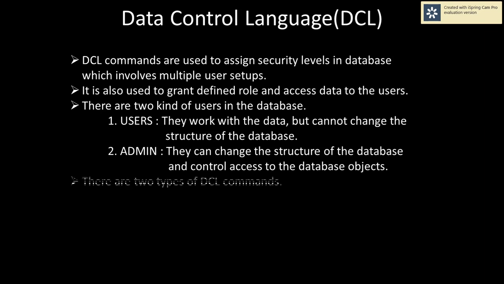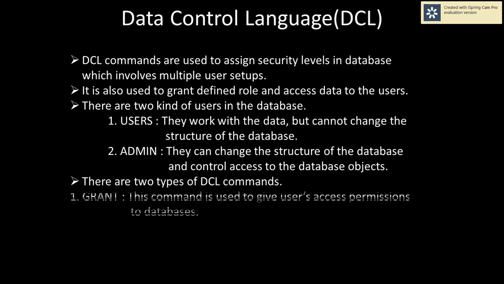So this is the example of users and admin. Next, there are two types of DCL commands. What are these? First, I have written grant. The grant command is used to give users access permission to the database. So by using the grant command, we will provide access permission to the database, and a user can get permission to access the databases.